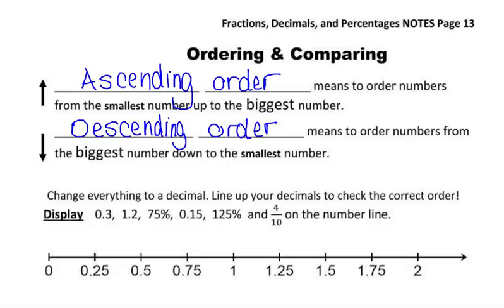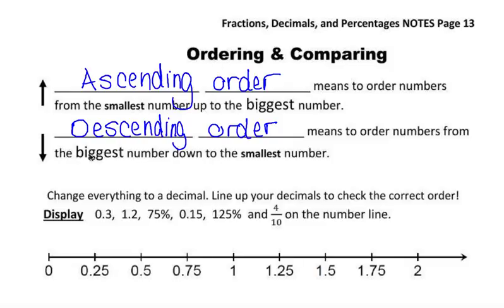In this video, we will be discussing how to compare and order fractions, decimals, and percentages. So we first need to talk about a little bit of vocabulary. So we're going to first talk about ascending and descending order. Ascending means to order numbers smallest to biggest.